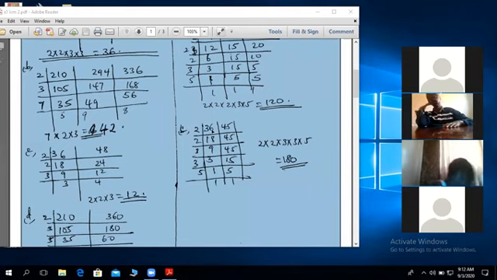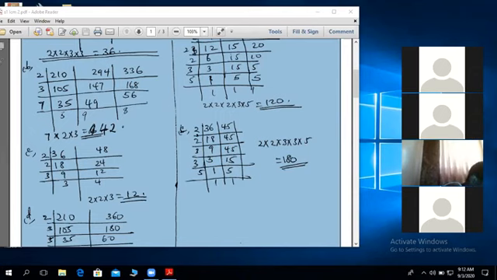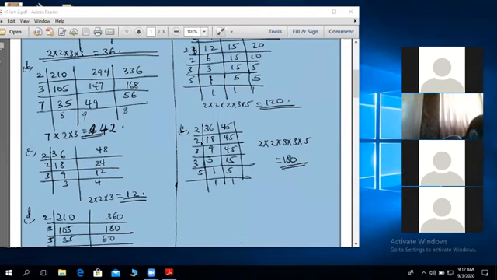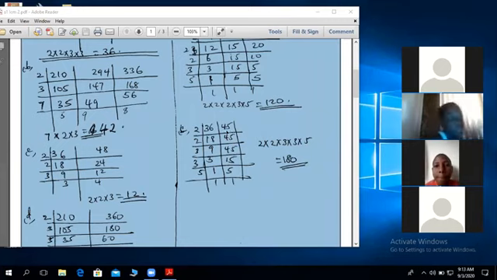For LCM, I'm repeating for those people who were absent just very fast. For LCM, you have to divide until you get 1, 1. And what you have to note on LCM is that when you put in 2, for example, by 2 here, if a number is not divisible by 2, you write the number the way it is.